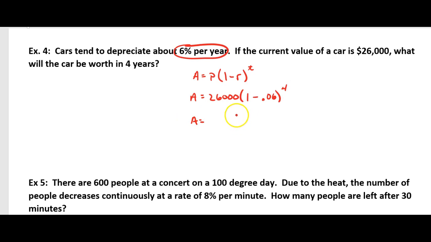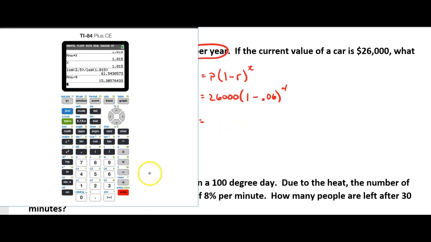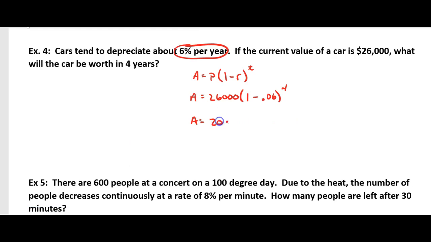And if you go ahead and plug this in your calculator, 26,000 times 1 minus 0.06, all raised to the 4th power. If I hit enter, I get $20,299.47.